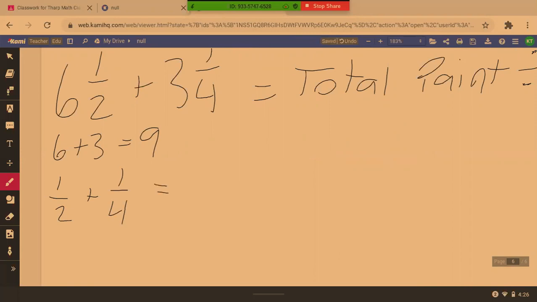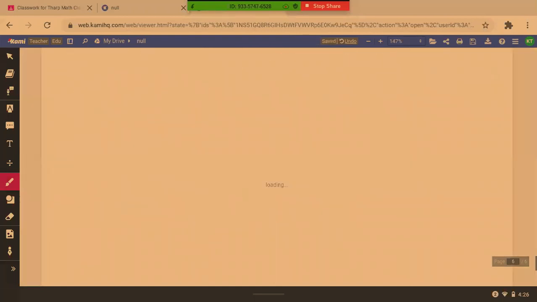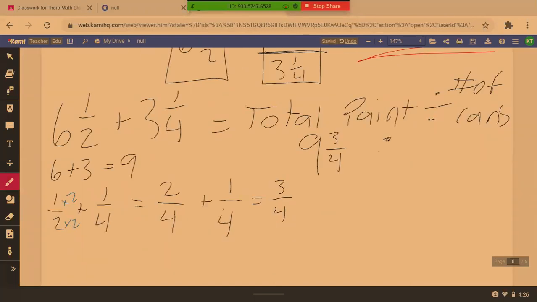I need to manipulate that to get the common denominator. And we already know that it's going to be 4, because we did a problem just like this. So to manipulate 1/2, we're going to multiply it by 2, and what do we get? 2 over 4 plus 1/4 equals 3/4. So the total amount of paint is 9 3/4 pints, and the number of cans is 2. There are 2 cans.